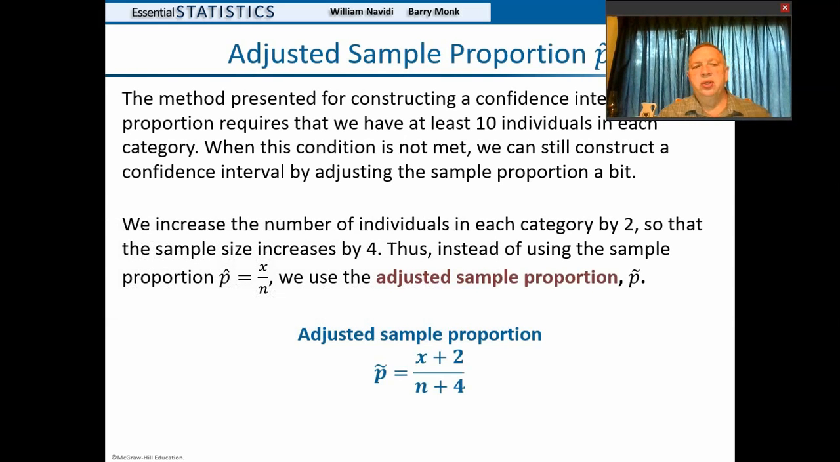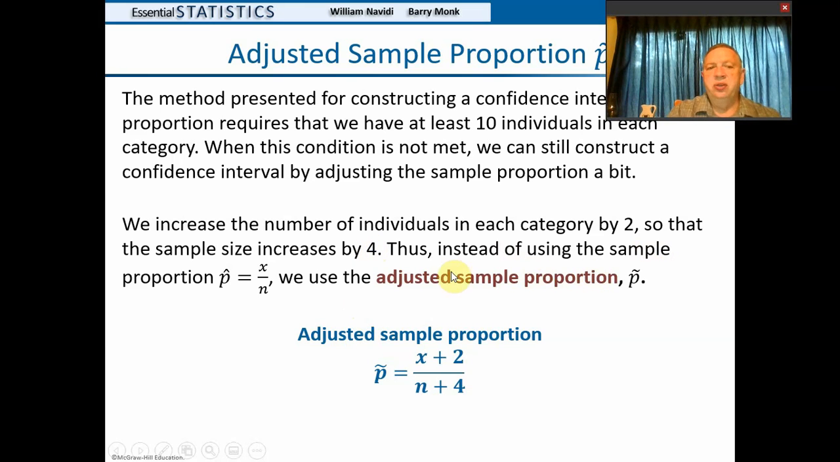So what I'm going to do is say for a small sample, where we needed to have at least 10 individuals in each case but I don't, I'm going to bump whatever that x over n is by 2 in each case. So if I started out with an x of 4, I would move that to 6. The n was 10, I would move that to 14, because I'm assuming both the 2 in the category and the 2 outside the category. So the whole sample size increases by 4.